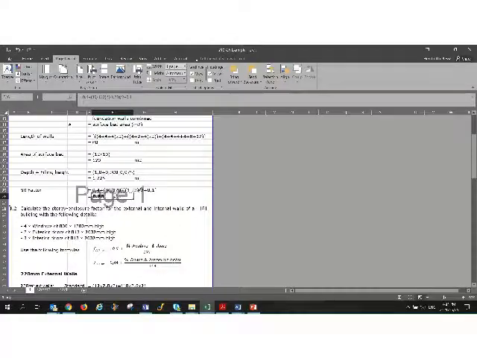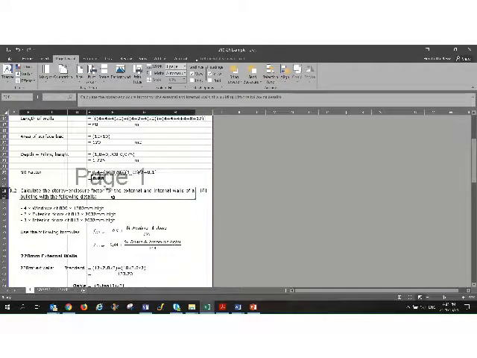So have a look at that. And then the second question is calculate the story enclosure factor for the external and internal walls of the building with the following details.